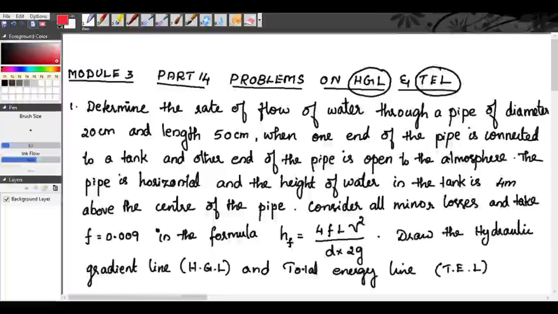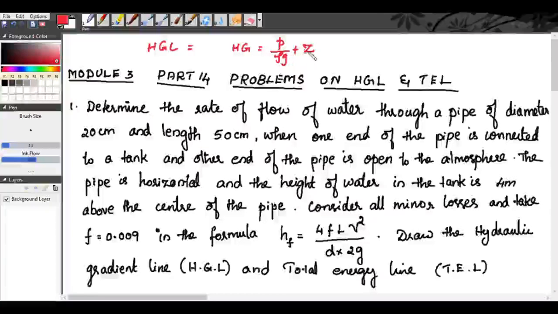We have already seen that the hydraulic gradient line is the line joining the hydraulic gradients. Hydraulic gradient means it is the summation of pressure head and datum head, that is P by rho G plus Z. So P by rho G plus Z is the hydraulic gradient line.